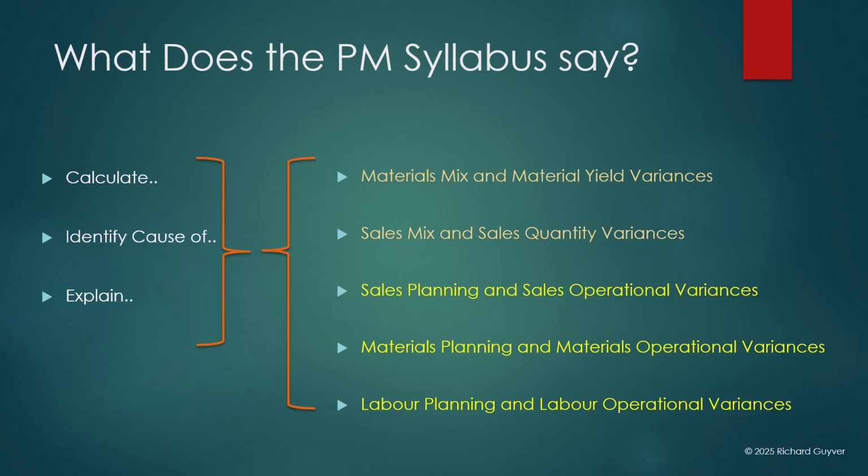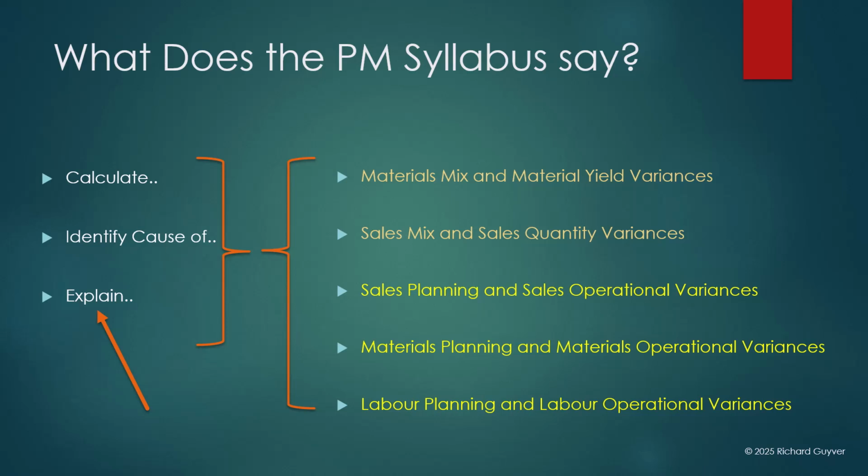However, there is such an overlap between the mix and yield variances and the mix and quantity variances that we can apply the same principles to them almost completely. So those top 2 group together, and then for planning and operational, for sales, material and labour, materials and labour are pretty much identical. Sales is very similar with just a slight tweak again, so we can group these bottom 3. So although we have 30 combinations, because of this grouping, the actual things we need to learn are a lot less.